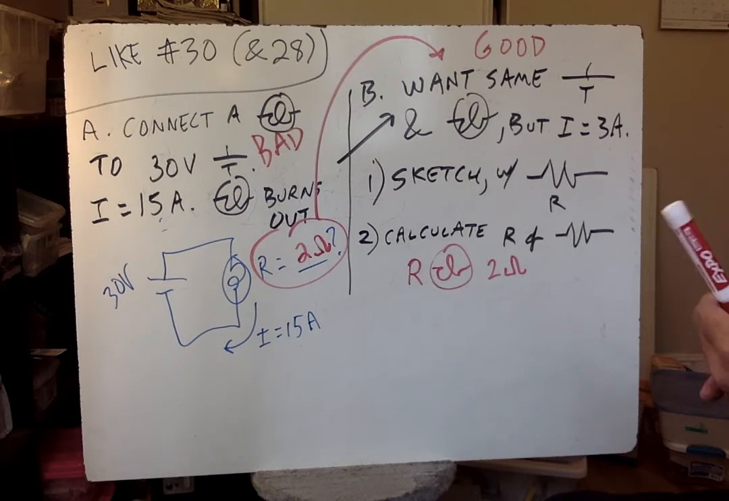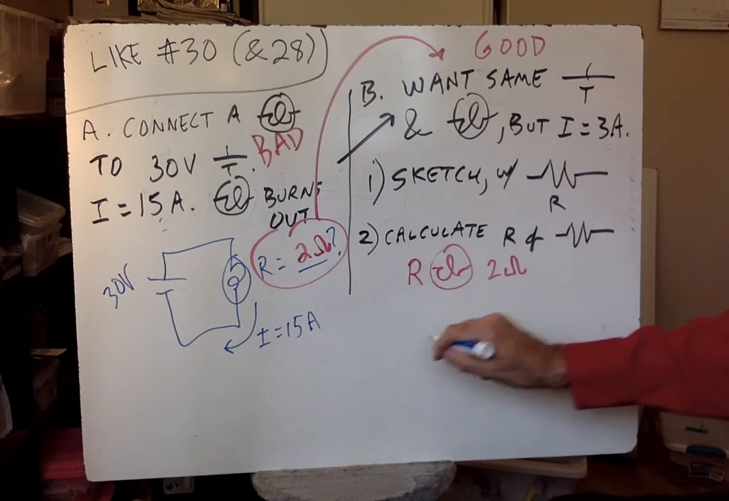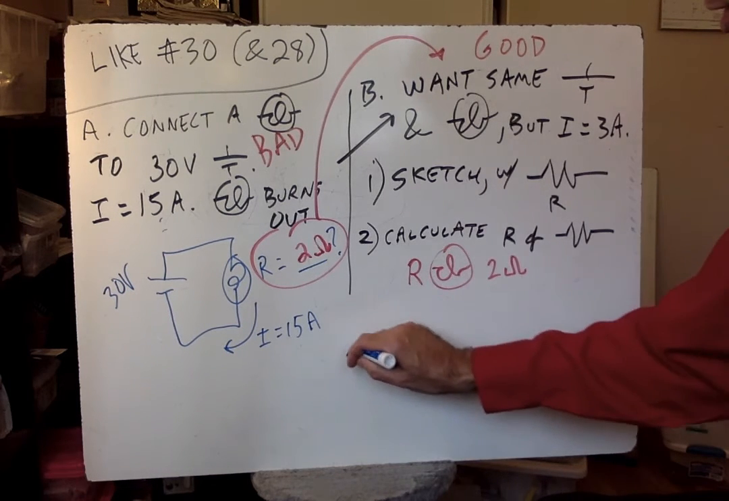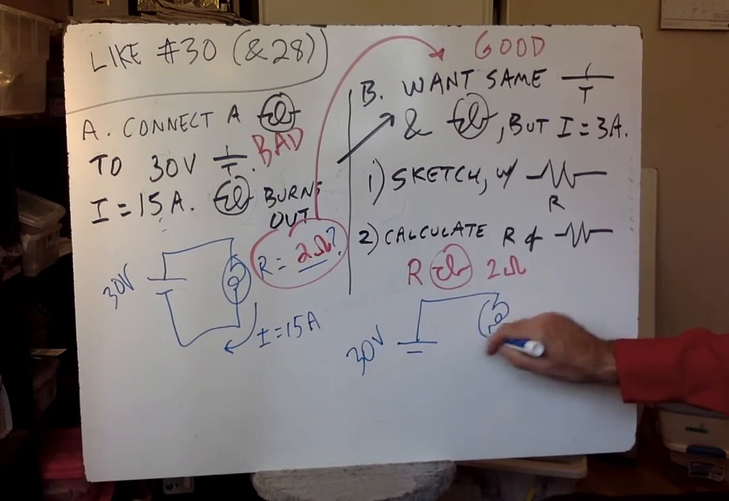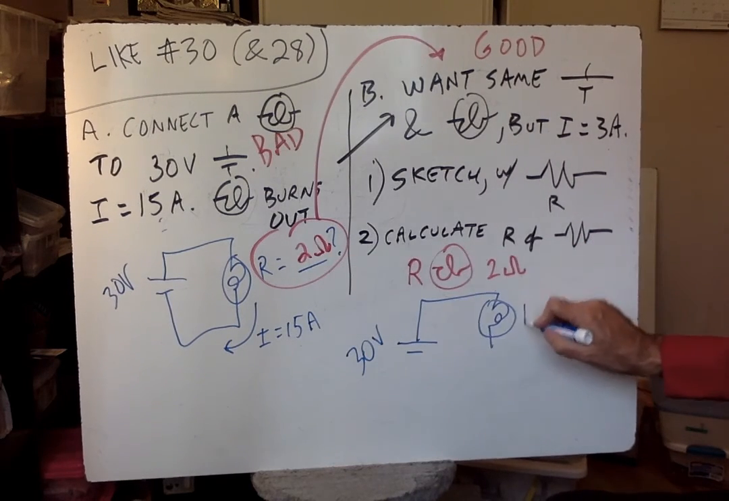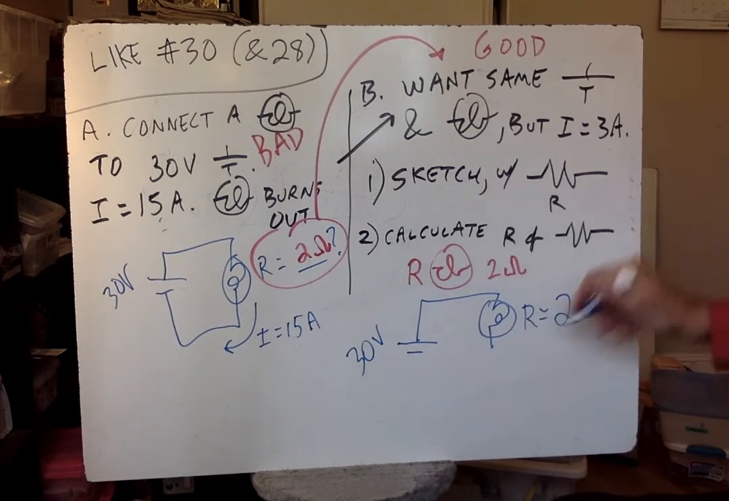All right, so look what this says. This is one of the main purposes of the thing called a resistor, to reduce the current to make things safer for the other devices. So we want the same battery, so put 30 volts. We have the same light bulb, and now from this part we know that its resistance is 2. And it says sketch it with a resistor.